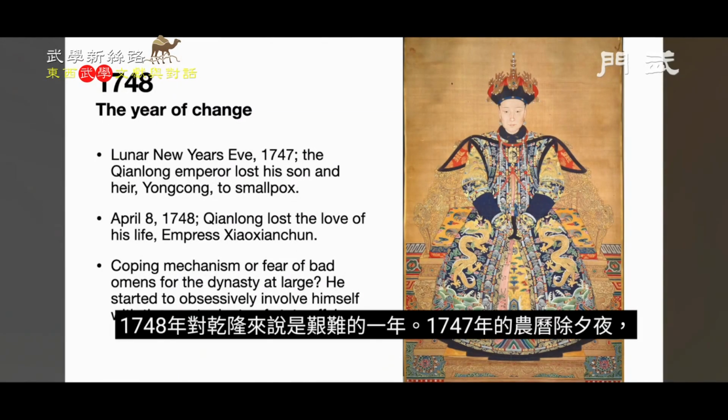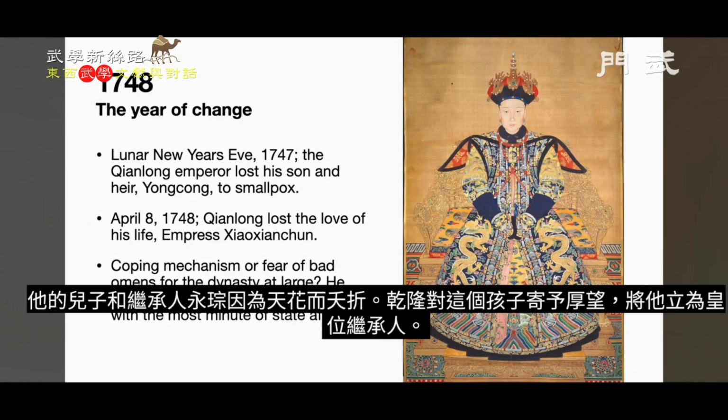1748. This is quite a year for Qianlong, a tough year. It started at New Year's Eve, 1747. The Qianlong emperor lost his son and heir, Yongchong, to smallpox. He had high hopes for this kid.